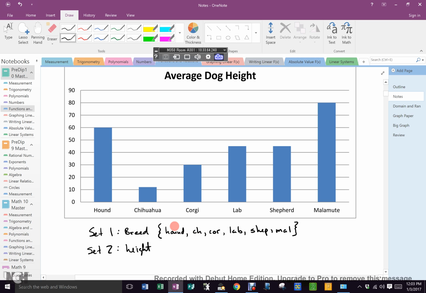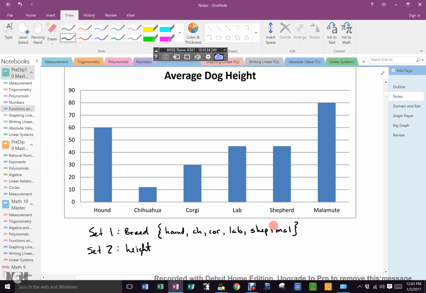You know what a hound is, you know what Chihuahua is. Chihuahua shouldn't even be on there because, of course, Chihuahua is not a real dog. Corgis are those little dogs that look like Labs but have no legs. The Queen has Corgis, yeah. The Queen loves the Corgis. A Lab, you all know what a Lab is, you all know what a Shepherd is. A Malamute's a big giant dog, looks a little like a Husky.